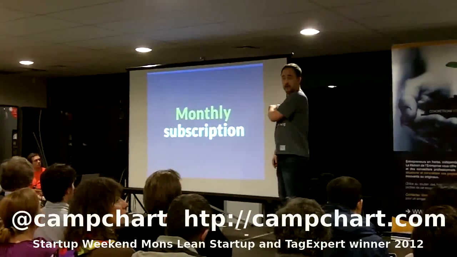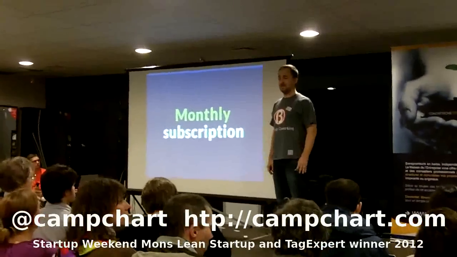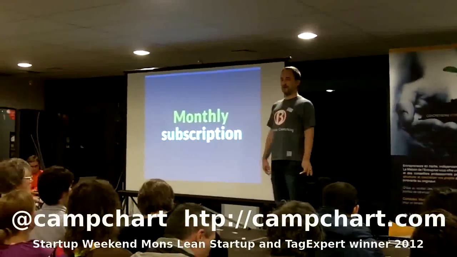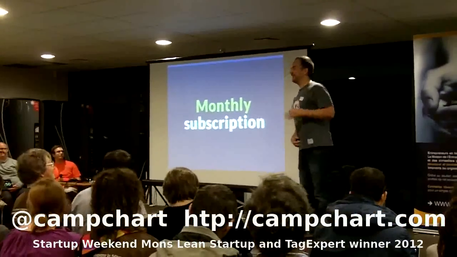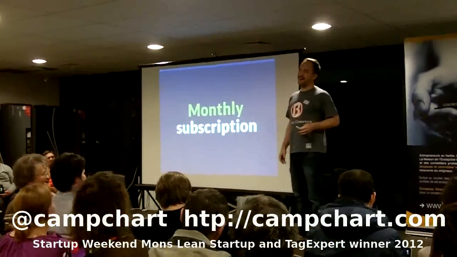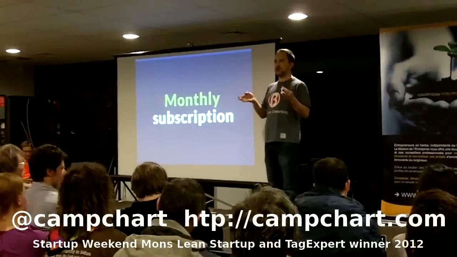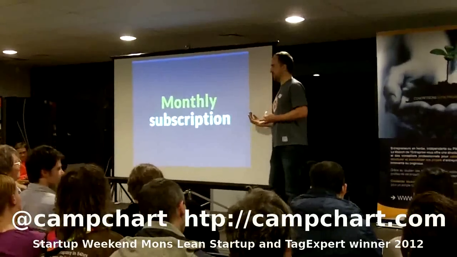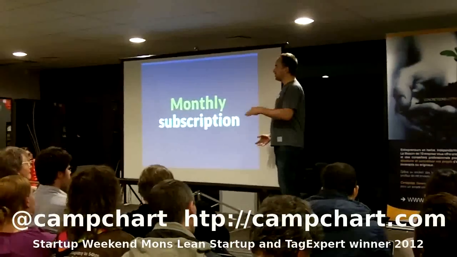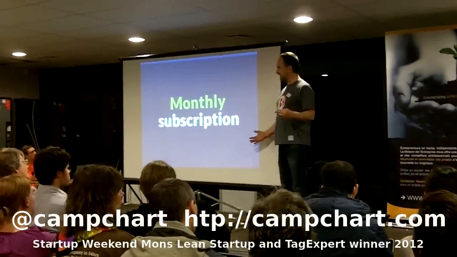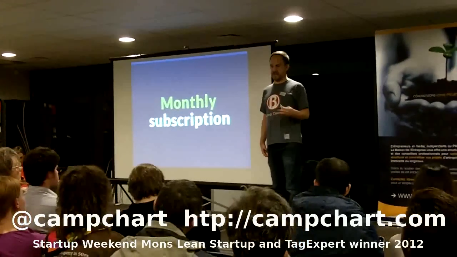How are we going to make money? Well, we're going to charge you a monthly fee. You're going to give us money every month. The pricing is going to follow the structure of pricing of Mailchimp. For those that don't know Mailchimp, Mailchimp makes you pay based on the size of your contact list and on the number of emails that you're sending.